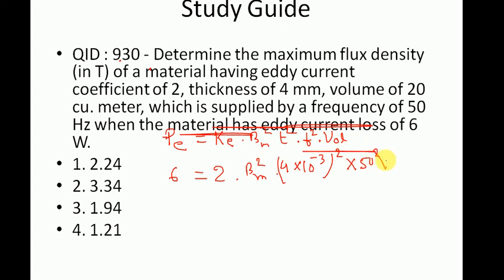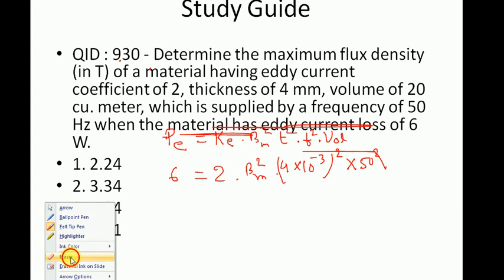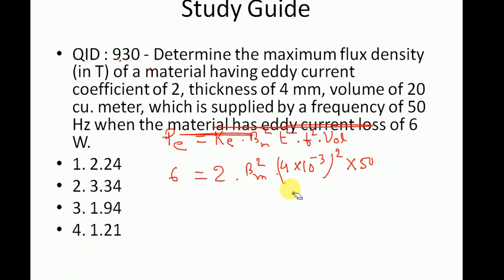Let us write it in another way: 50 square as 50 into 50. Very simple thing. Why do I write it in the 50 into 50 format? Because later this will help me to solve the problem. So 50 into 50 into 20. Now this is 6.